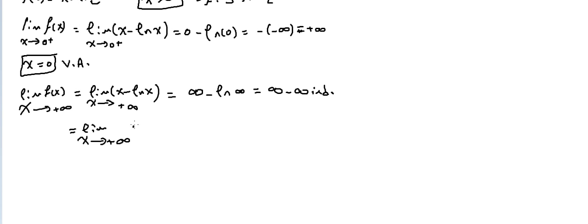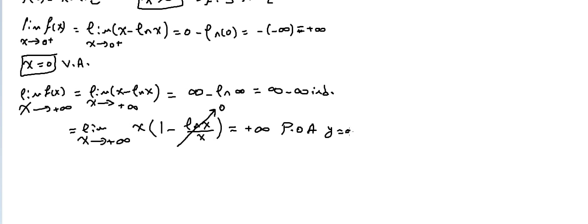The best way to do that is to take x common: x times (1 minus ln x over x). Now if we substitute infinity, the limit of ln x over x as x approaches infinity is going to be 0, and we can do that by L'Hopital's rule. What's left is x times 1, which is x times infinity, which is infinity. If the limit at infinity is infinity, there is a possibility of an oblique asymptote, y equals ax plus b.